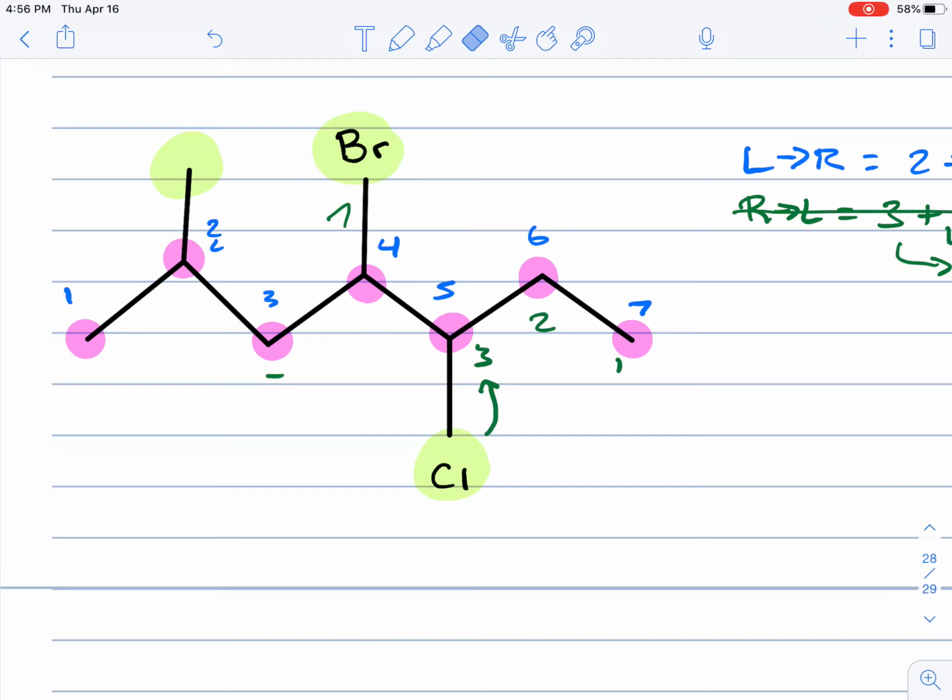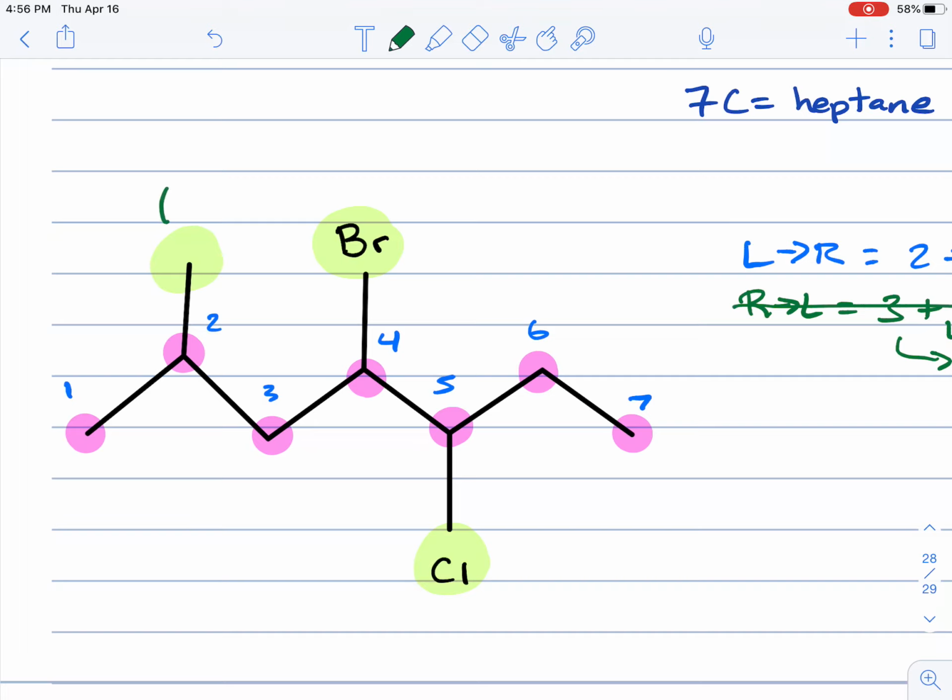So I don't want to give you guys the impression that the numbering system is always from left to right. I have no idea why it's always from left to right. I was hoping that at some point it would be right to left. But right to left is possible. So that's why you always want to check both numbering systems.